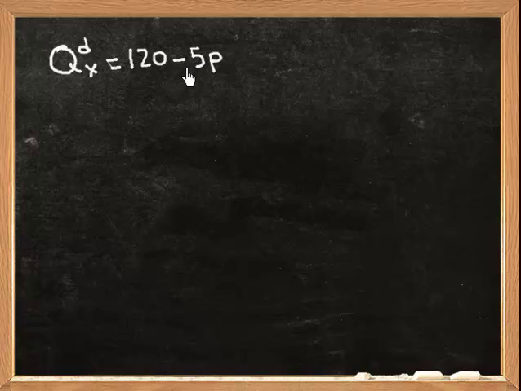Because of this negative sign, every time the price increases, 5p becomes larger, so the quantity demand will decrease. Every time the price decreases, 5p becomes smaller, and quantity demand increases. So this inverse relationship between price and quantity demand is known as the law of demand.